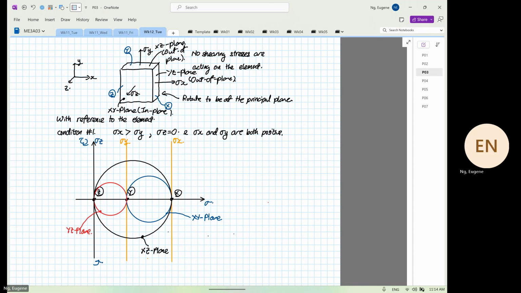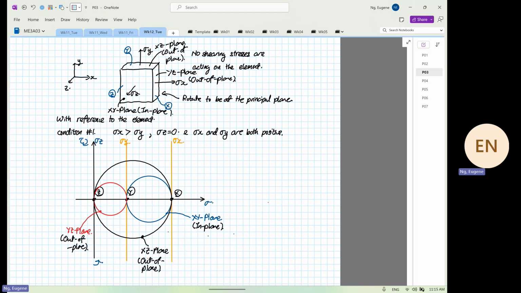So now, if we were to look into our Mohr's circle, our XY plane is our in plane, our XZ plane is our out of plane, and finally, our YZ is also our out of plane. So why is this important?